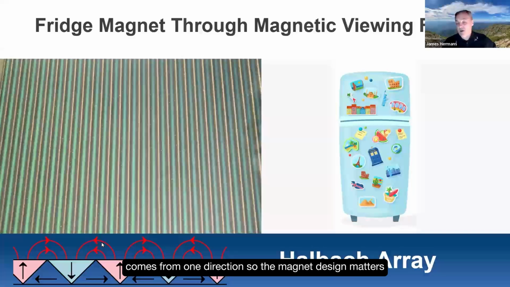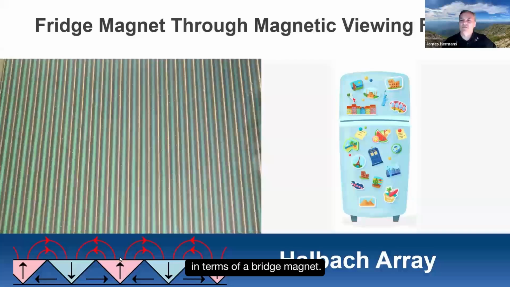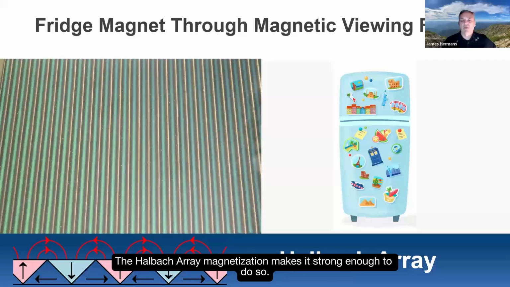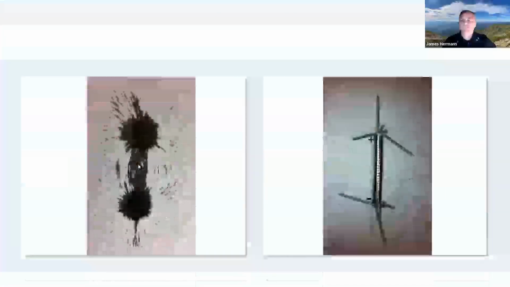So the magnet design matters and the application matters, even for a fridge magnet. Different magnet designs produce different physical effects. You could also remagnetize a fridge magnet to have a North Pole on one side and a South Pole on the other side, and if you did that, it wouldn't stick to your fridge either, because the magnet wouldn't be strong enough. The Halbach array magnetization makes it strong enough to do so.